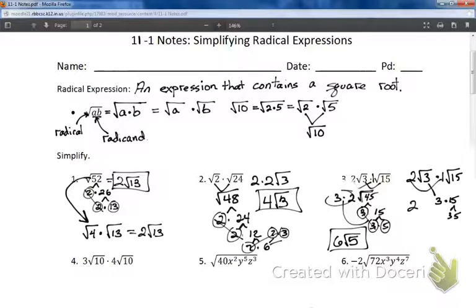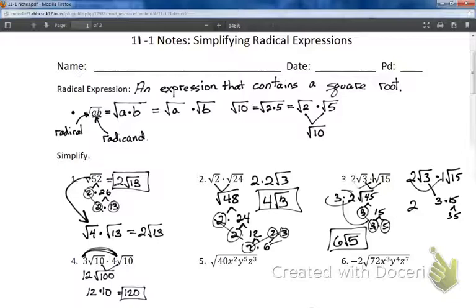Number 4, pretty much the same here, except you got 2 whole numbers here. 3 times 4 is 12. Root 10 times root 10 is root 100, which is just 10. So you end up with 12 times 10, which is 120, whole number, no radicals at all. You end up with just a whole number answer there.